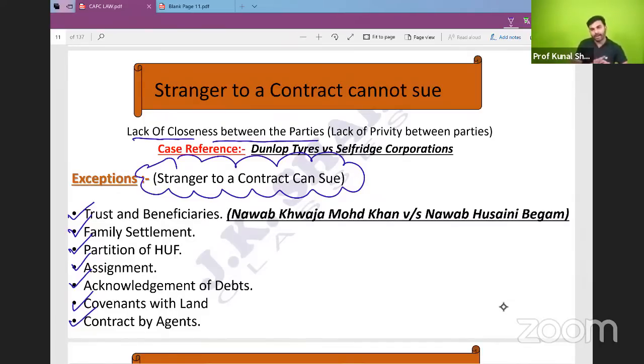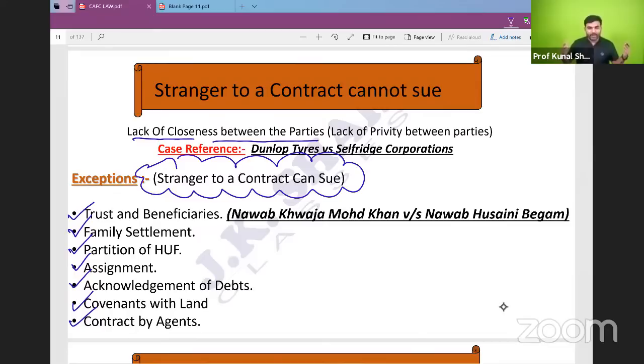Now, one fine day, if I don't pay 10,000 rupees to Karthik, then in that case also, Sushmita still has a right to file a case against me. Though she was not a party to the contract, she was a stranger. Generally, a stranger to a contract cannot sue, but over here, Sushmita was acting as a beneficiary. And in case of beneficiaries, law says a stranger to a contract can sue.